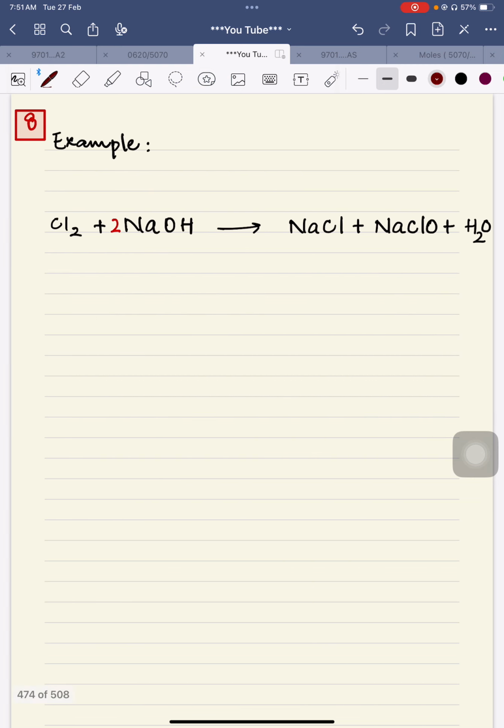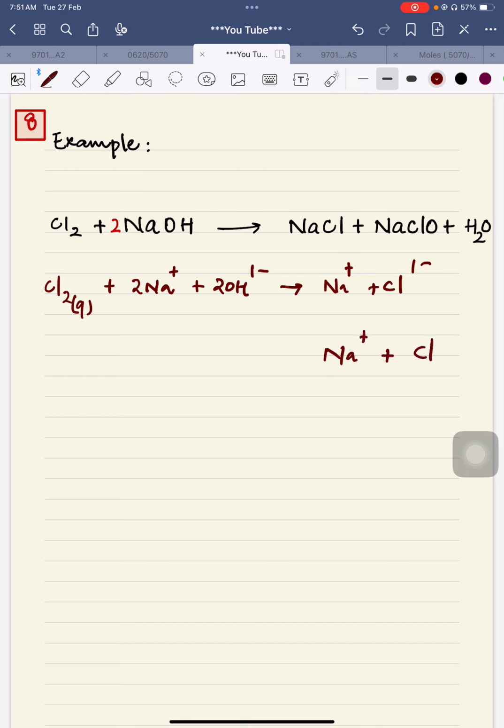Okay, so then there can be another example as well. It is Cl2, which is considered as a gas here, along with 2NaOH, so it is going to make 2Na plus and 2OH minus. And the product is NaCl, so it is Na plus and Cl minus. Along with that, it is making Na plus and ClO minus and H2O as well.